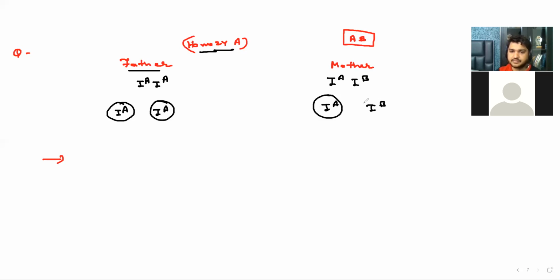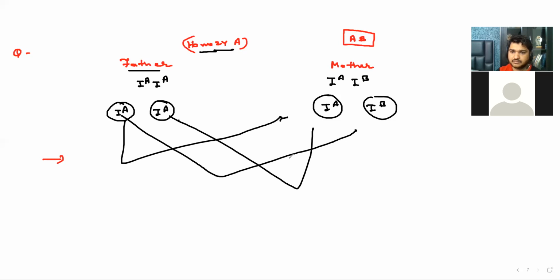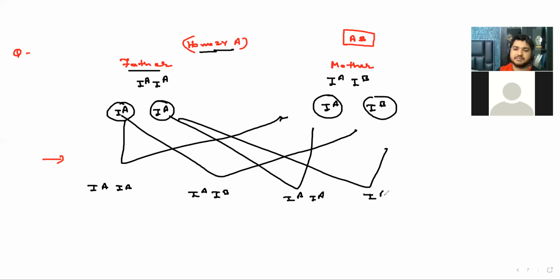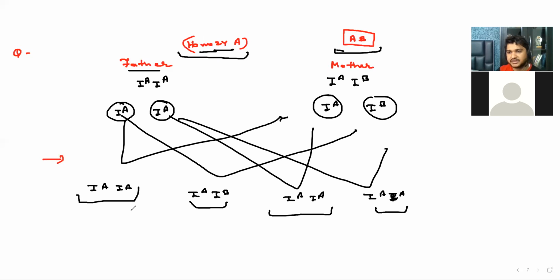It's equal. So IA IA, IA IB, IA IA, and IA IB. Here we can simply say that the parents have A and AB blood groups, and the babies are also A and AB blood group, right? Completely the same. The parents and the offspring are ditto alike, with no new blood group, completely like the parental ones.